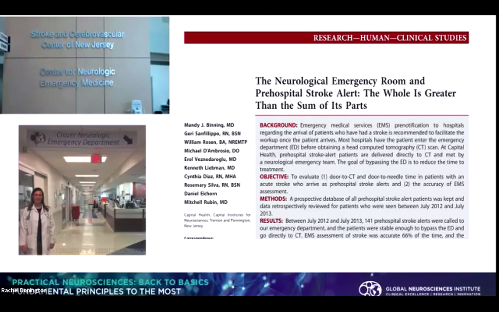So, you know, the neurologic emergency room concept, which we're going to talk about later today, this isn't a gimmick. This isn't a marketing tool. This is something we've been doing for 10 years. And what it's doing is triaging these acute patients so that we can deliver better, quicker, and safer care.